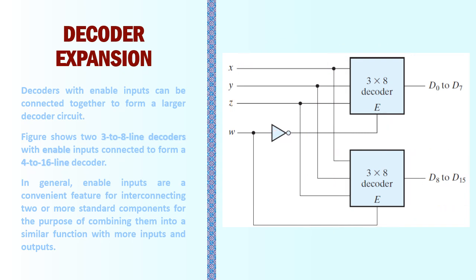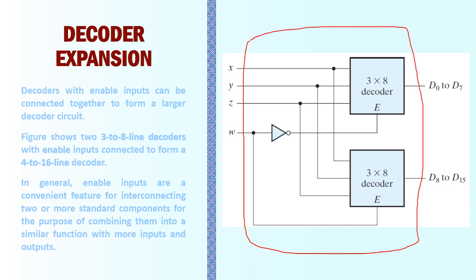So in general, if we combine it into a combined circuit, then we can see that now we have 4 input lines W, X, Y, and Z, and 16 output lines starting from D0 up to D15. So this is a 4 to 16 line decoder which we have formed from 3 to 8 line decoders. Similarly, we can think about the expansion of larger decoder circuits from smaller decoder circuits as well.